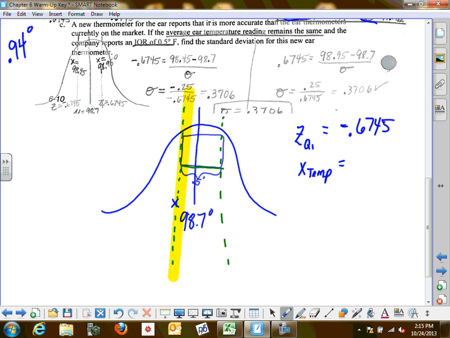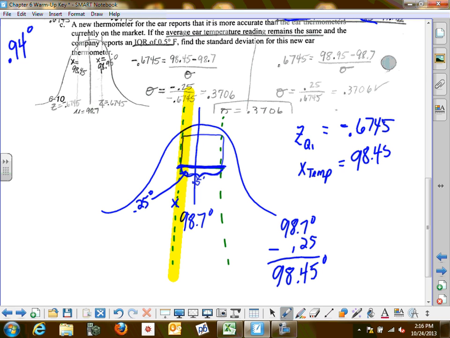Not plugging it into the z-score formula, because I don't have the standard deviation, so I couldn't do that. Normally you would if you had standard deviation, but I don't have that. It comes from this picture. Since this is a half of a degree all the way across here, then for the left half it is a quarter of a degree. So to get that temperature, you're doing 98.7 degrees minus a quarter of a degree, and that's how you get 98.45 degrees. And then the mean referenced on this page is 98.7 degrees.